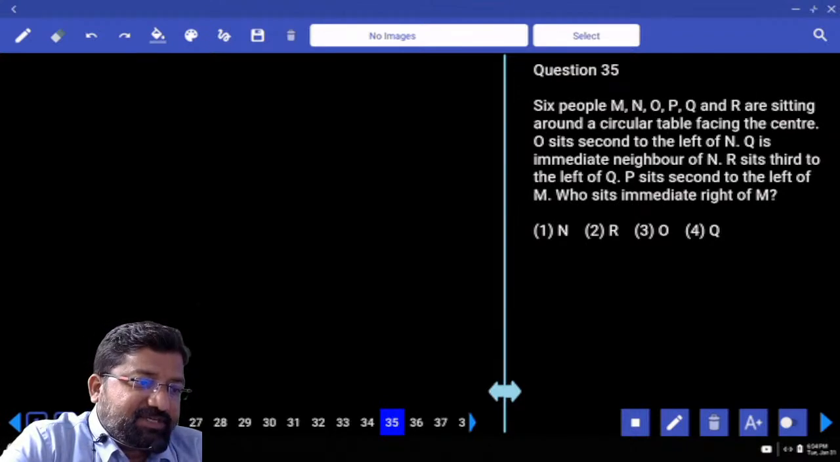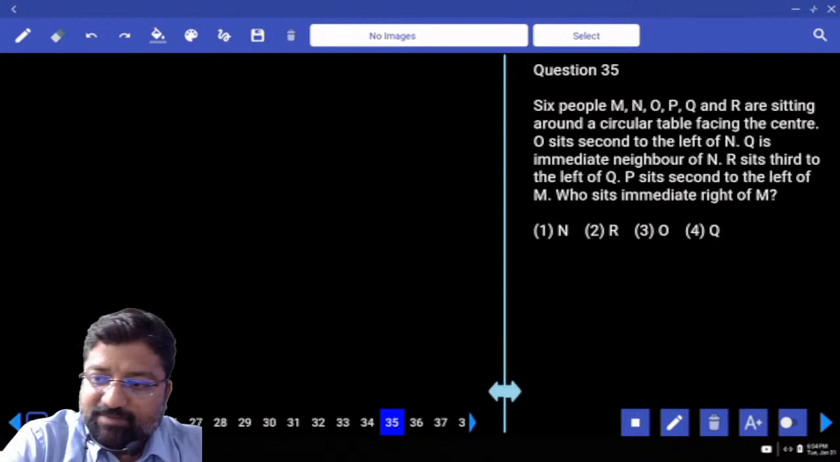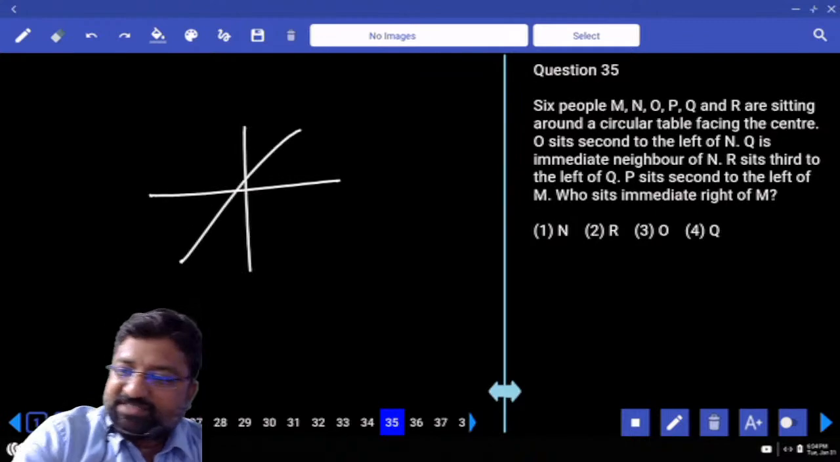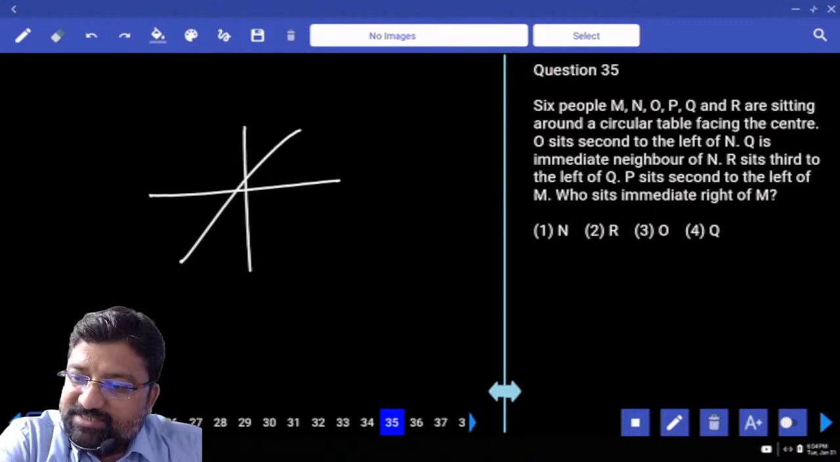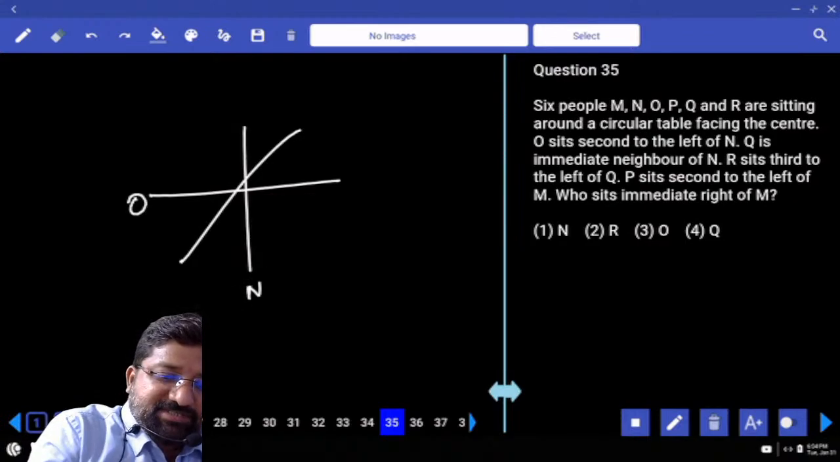Next question. 6 persons are sitting around a circular table facing the center. 1, 2, 3, 4, 5, 6. O sits second to the left of N. What is the next line?